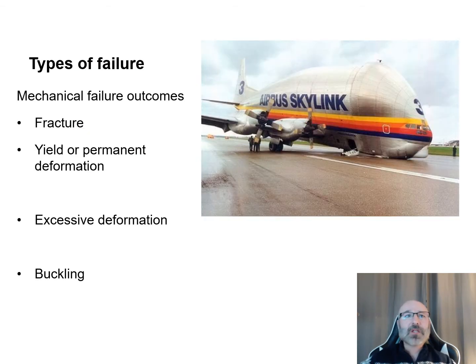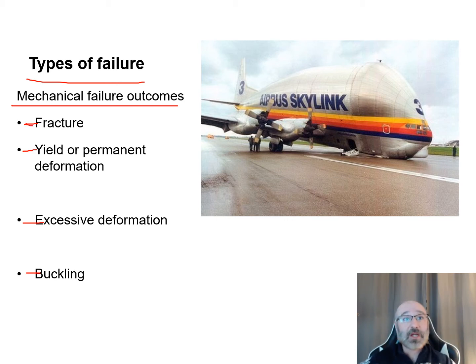So first, let's define what mechanical failure outcomes are. Some of these could include fracture, yield or permanent deformation, excessive deformation, or buckling. These are all types of mechanical failure outcomes. If we think about a simple case, a tensile test where we have a dog bone specimen that we're pulling in tension, these are all the mechanical failure outcomes of that part.